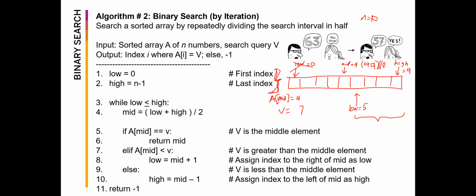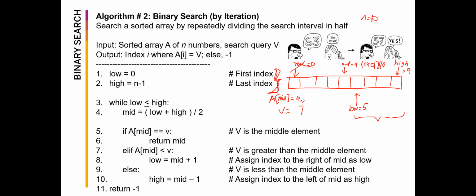So we move this low pointer to low equals 5, index 5, so that it reduces our search query. We are now looking at all numbers higher than 4. So that's the point of lines 7 and 8. If we know it's higher, then we simply look at all the elements after 4.